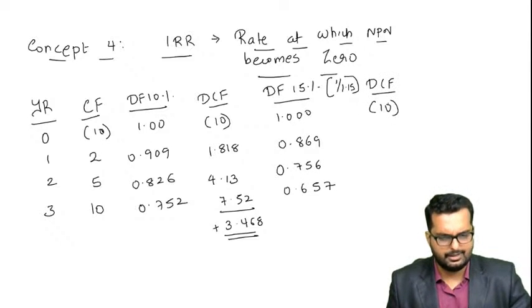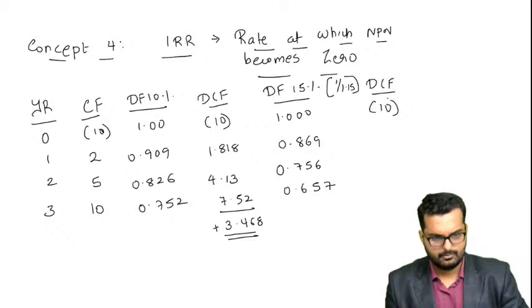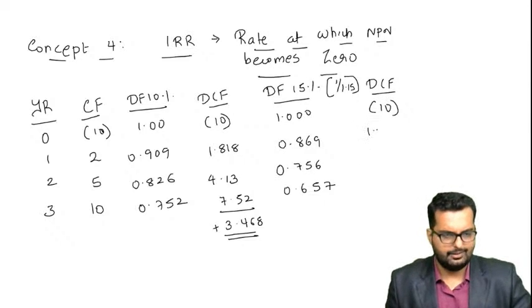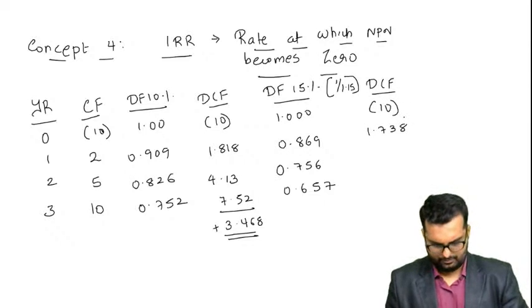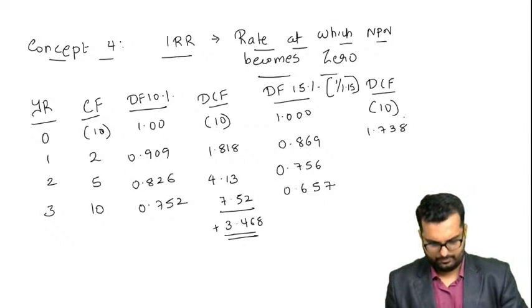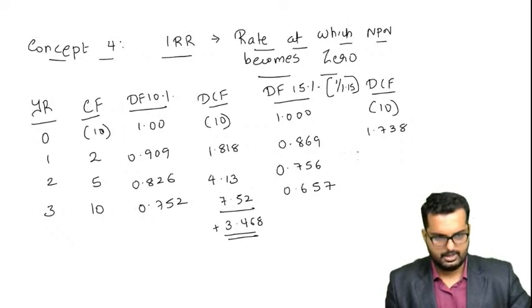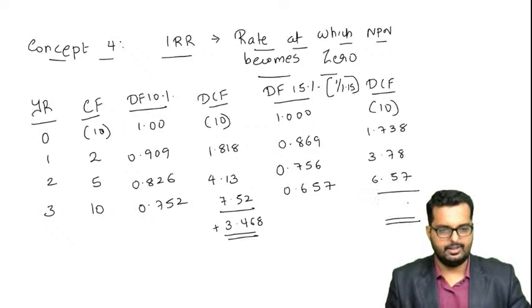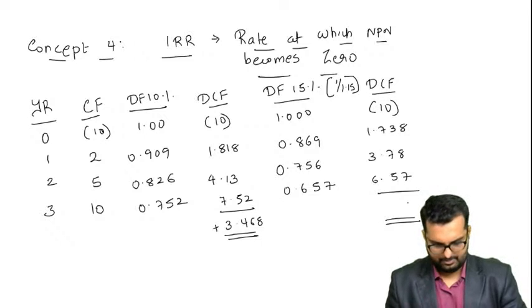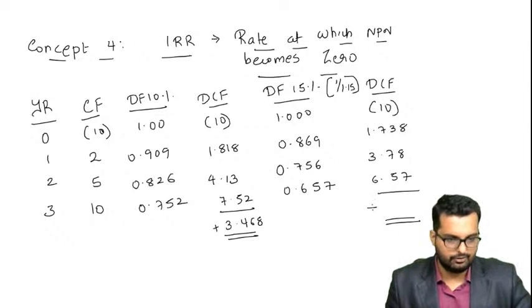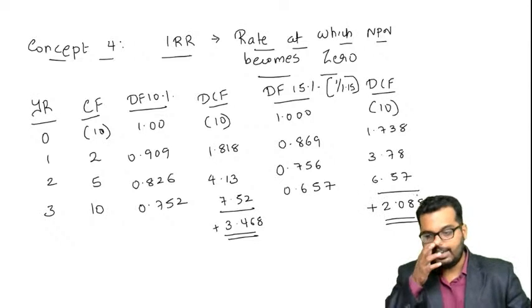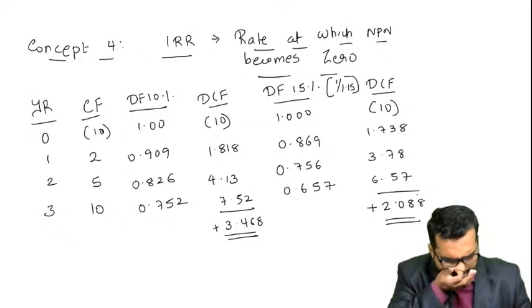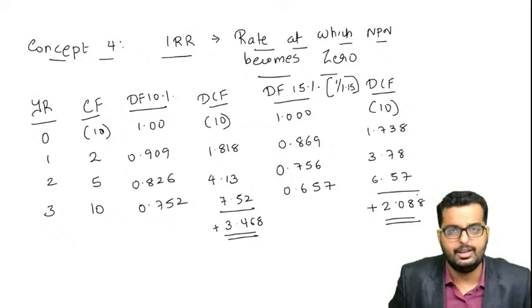Now here you'll get the number as minus 10, 1.738, 3.78, and the last one would be 6.57. Let us check what is the answer we get now. Minus 10, it's still giving you an answer of plus 2.088. Tell me, the NPV is positive or negative? Positive. I need to do something more so as to make the NPV negative.